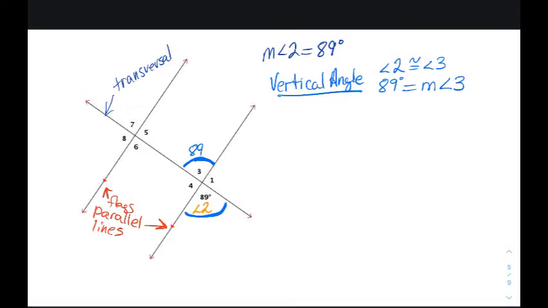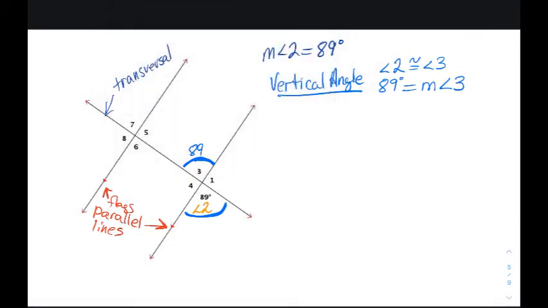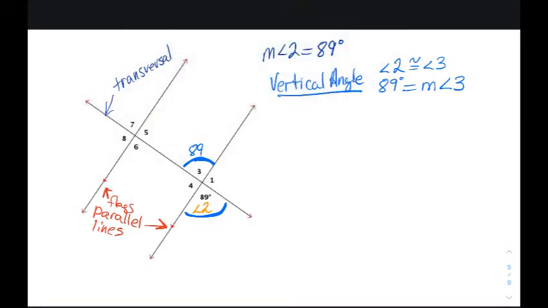Okay. Now to find the measurements of angles 1 and 4, we should also recognize that we have linear pairs. Since we're given angle 2, we'll just start with angle 2 and identify it with angle 1. So again, angle 2 is 89. Let's find angle 1. So angle 1 and angle 2 are a linear pair.